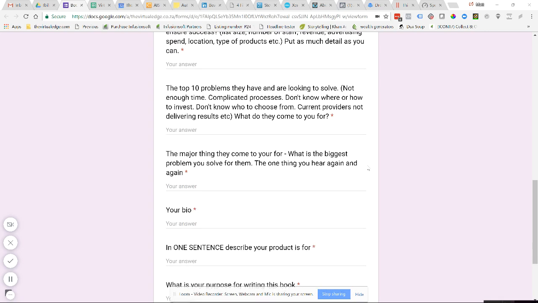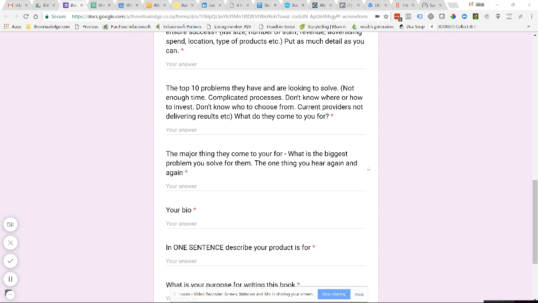Then we want to know the top 10 problems that they have, or the top 10 problems that they're looking to solve. Do they not have enough time? Do they have complicated processes? Do they not know where or how to invest, or who to choose from? The current providers aren't delivering results. What do they come to you for? What are the biggest problems that you solve?